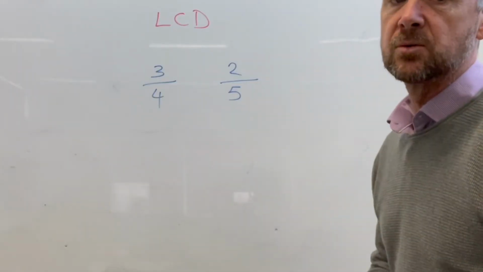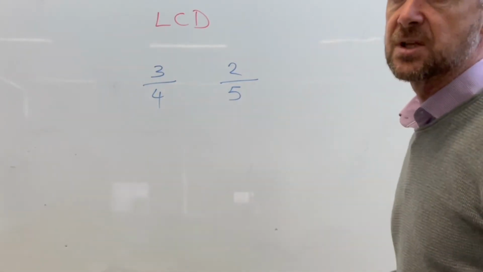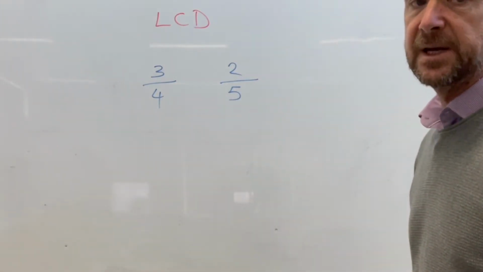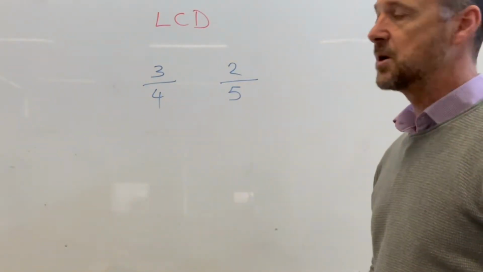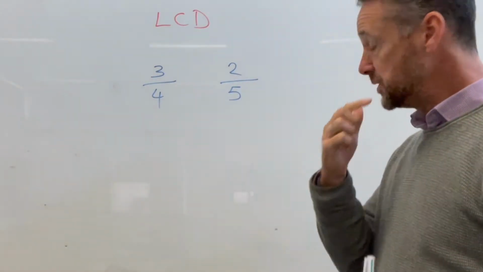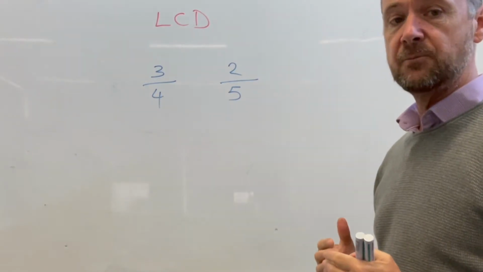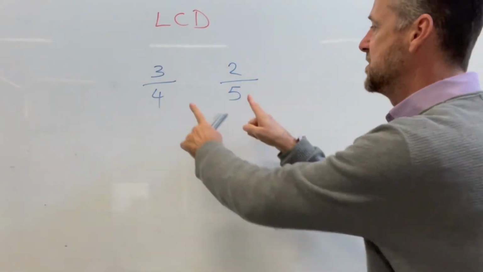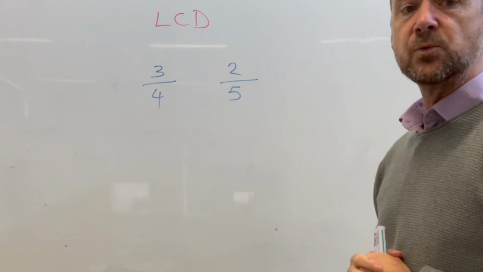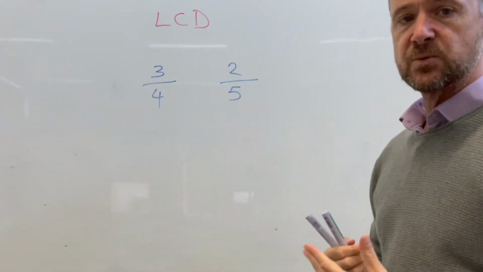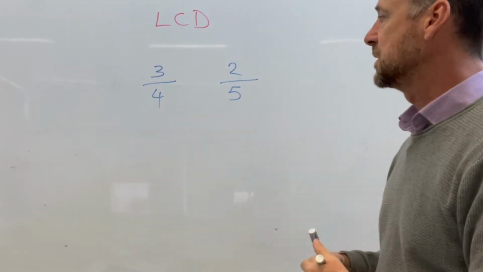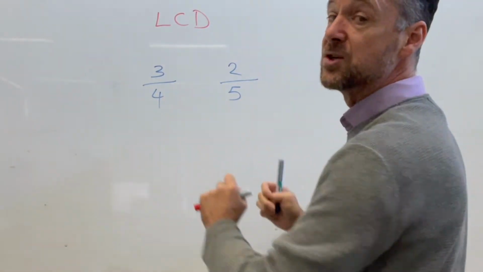Okay, so now we're going to look at LCD, which is the lowest common denominator. One of the things that we need to be able to do when we're looking at a group of fractions is have them with a common denominator, so that means the denominator is the same, so that we can do a fair comparison, okay? So to find common denominators, we're looking for the number that both of these will go into, okay?